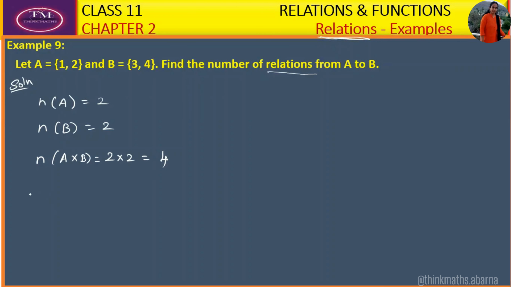So how many elements in the relations? So number of relations from A to B is equal to 2 power number of elements in A cross B. 2 power 4. What is 2 power 4? It is 16. So number of relations from A to B is 16. Okay. Understood? So these are the basic concepts involved in relations and their related examples.